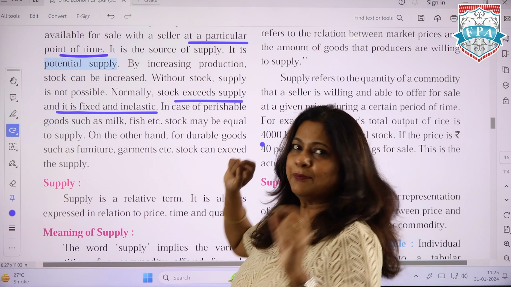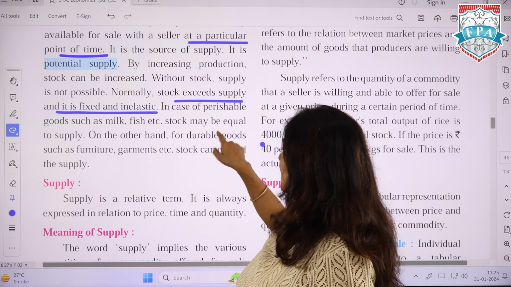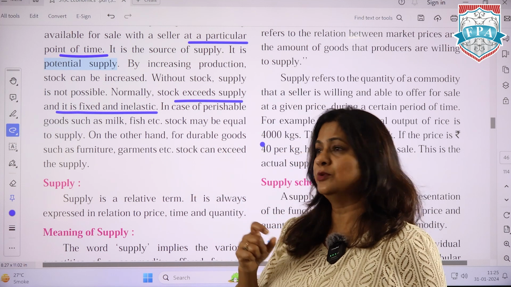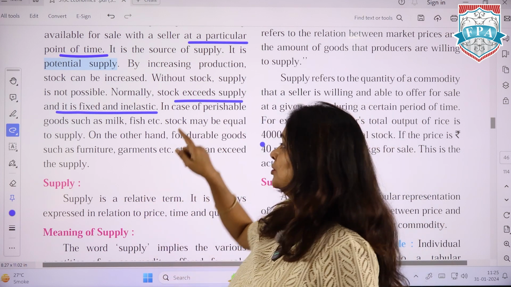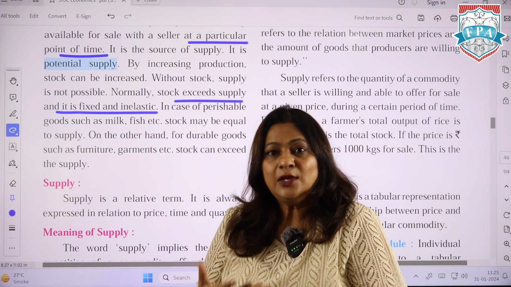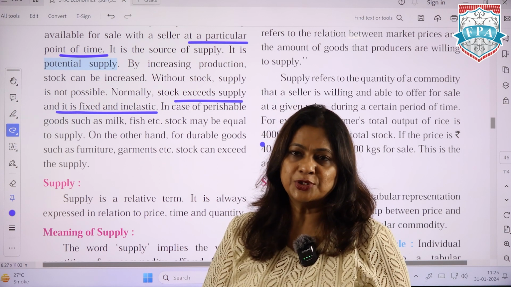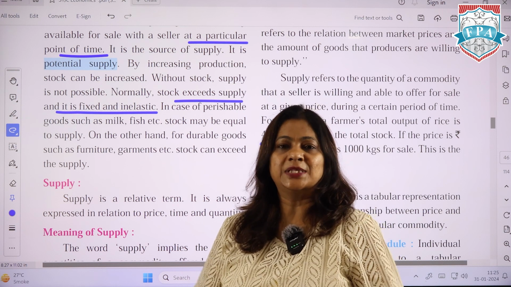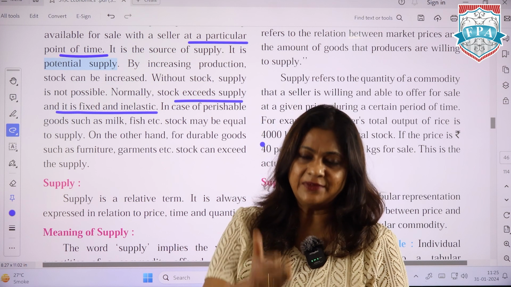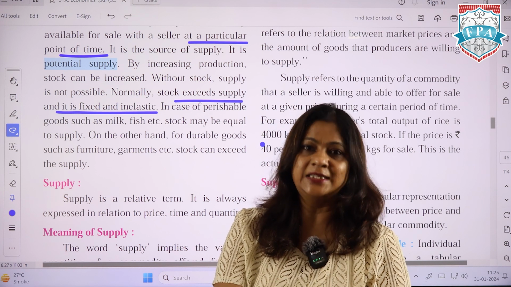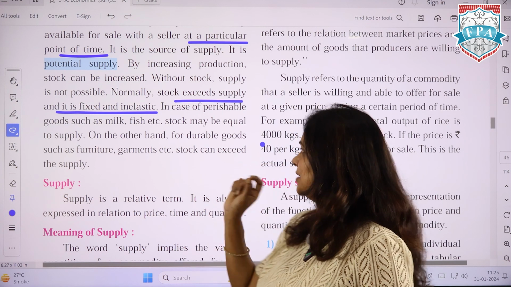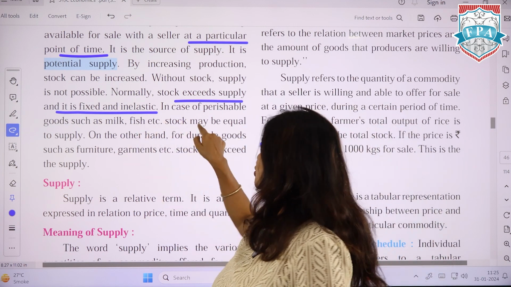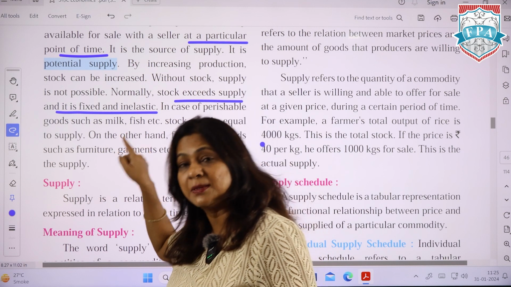Now for 2 marks, it may be asked: in case of perishable goods, is stock equal to supply? Yes, in case of perishable goods, I cannot keep the goods. If I try to keep the stock, I won't be able to sell it the next day. So whatever I've produced at this moment, I need to supply it. So if you get this for 2 marks, write: yes, in case of perishable goods, stock may be equal to supply.